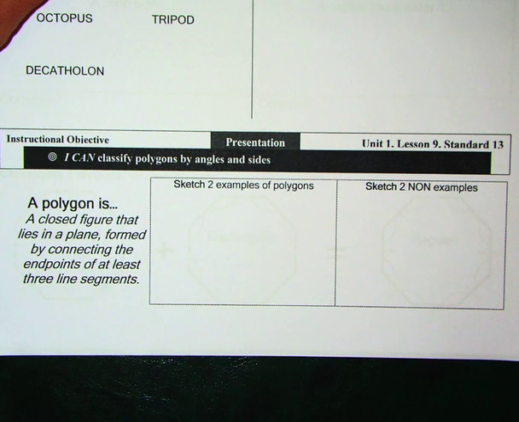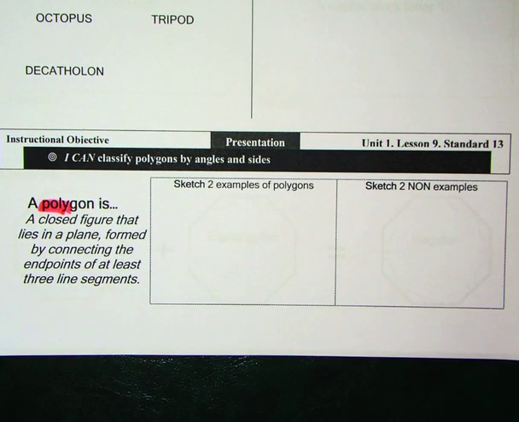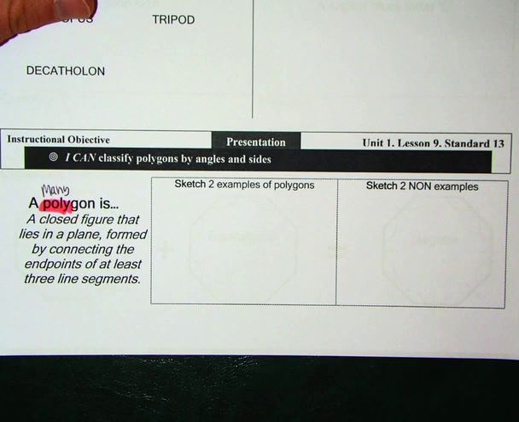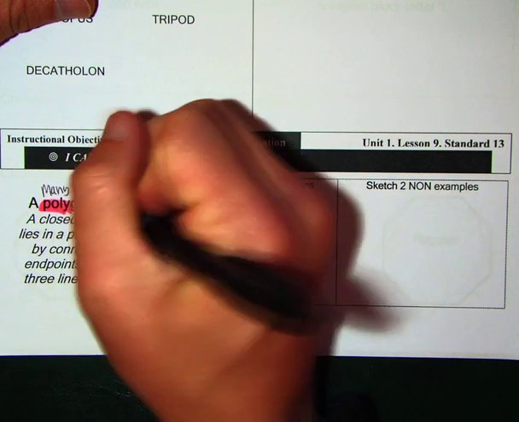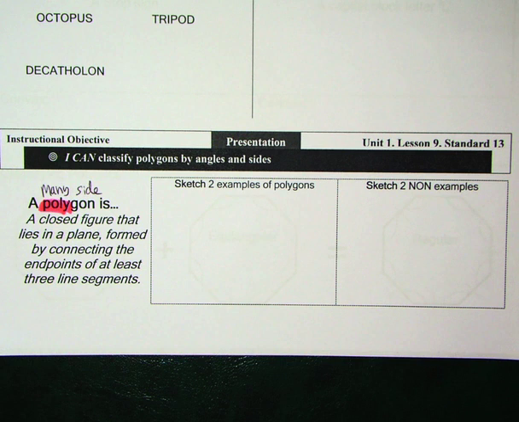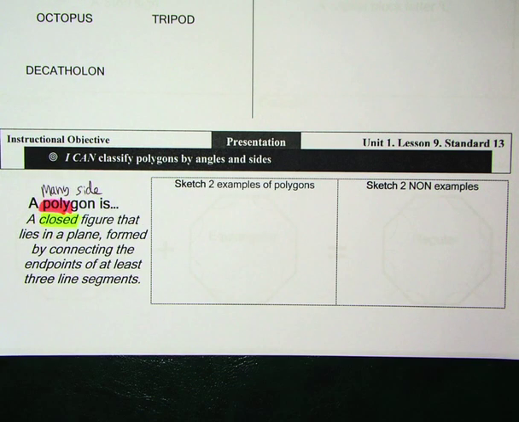So, a polygon. If you look at the prefix, poly means many. And gon actually stands for side. So a polygon is many sides. And it's a closed figure. I want to emphasize closed. That lies in a plane, and it's formed by connecting the endpoints of at least 3 segments.